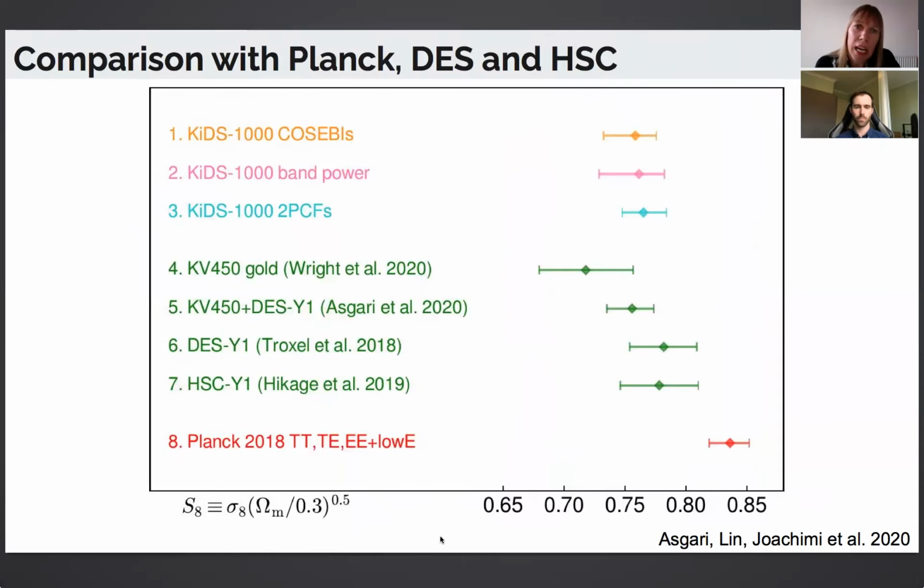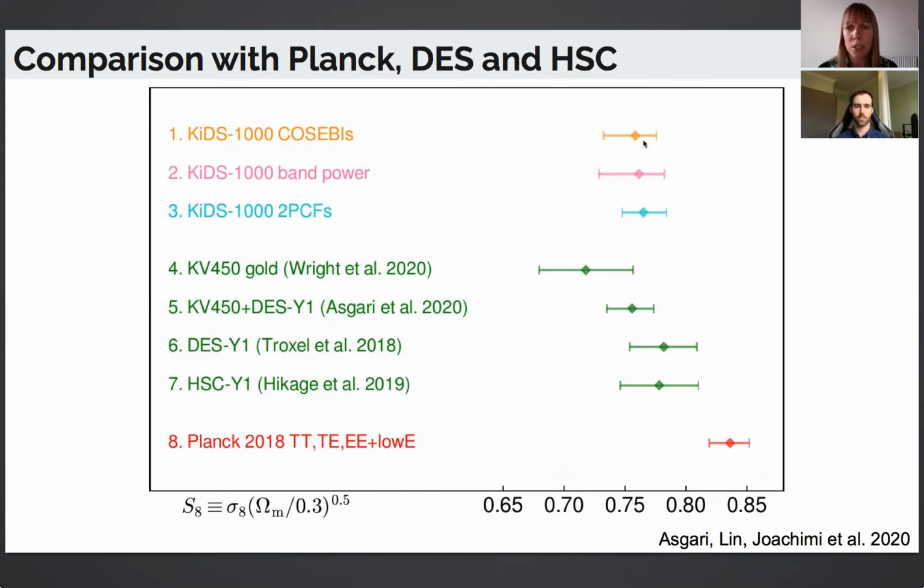I've been very remiss and I haven't compared our results at all yet to our academic cousins, the Dark Energy Survey and the Hyper Suprime-Cam Survey. So you can see a compilation of results here. Now this is constraints on this joint parameter S8. These are all cosmic shear only results.